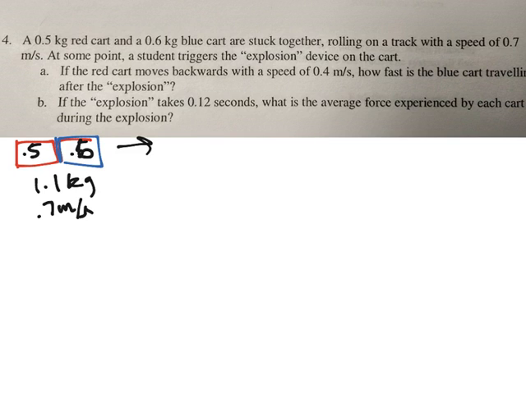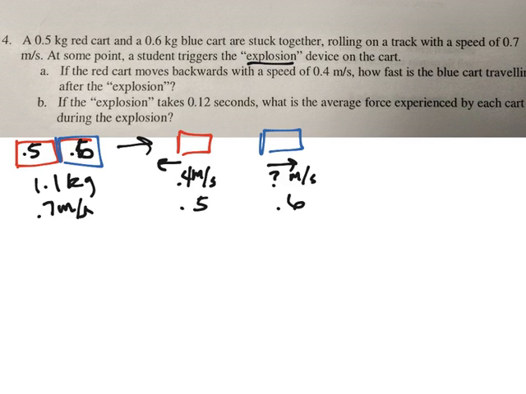Then, at some point, a student triggers the explosion device. That's that little pop button. If you didn't see it, that's where one of them springs out and hits the other. So if the red cart moves backwards, so now if our red cart is moving this way at 0.4 meters per second, how fast must this be moving in this direction? So we already know this has to be 0.5 and this is 0.6 for our blue.